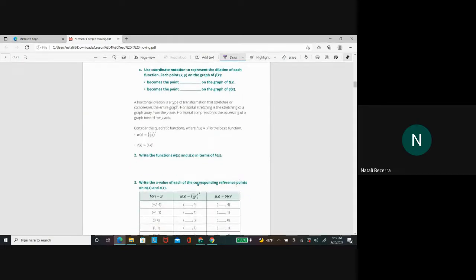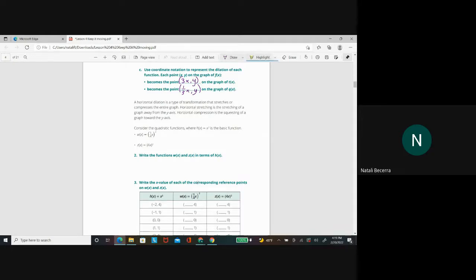So use coordinate notation to represent the dilation of each function. Each point (x, y) on the graph of f(x) becomes the point... So for the first one, it was (3x, y). The y value doesn't change, but whatever your x value is has to get multiplied by whatever number was at the very beginning. For us it was 3. Same thing here, but this one is going to be (1/3 x, y). So we're multiplying every x value by 1/3, and the y stays the same.